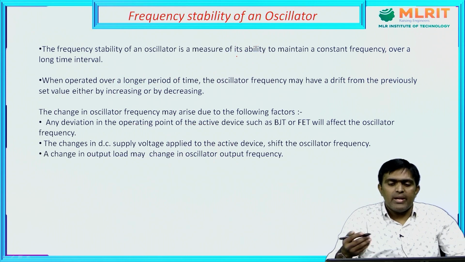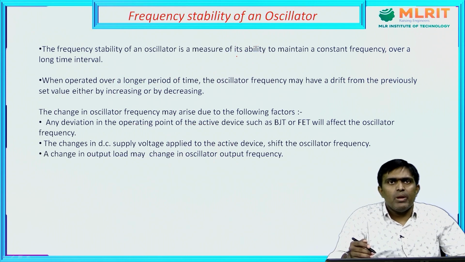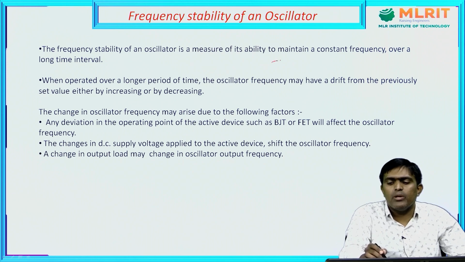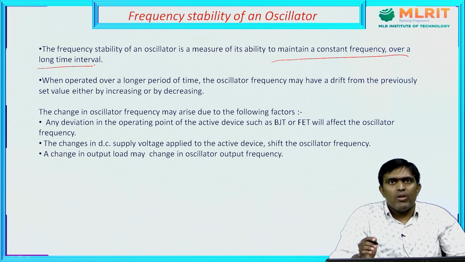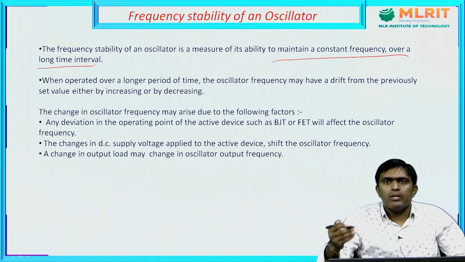In order to understand in detail about the oscillator, first we want to know what we mean by frequency stability of an oscillator. The frequency stability of an oscillator is a measure of its ability to maintain a constant frequency over a long time interval. So what do we mean by this? This is a very important point. We want to maintain a constant frequency over a long time interval.